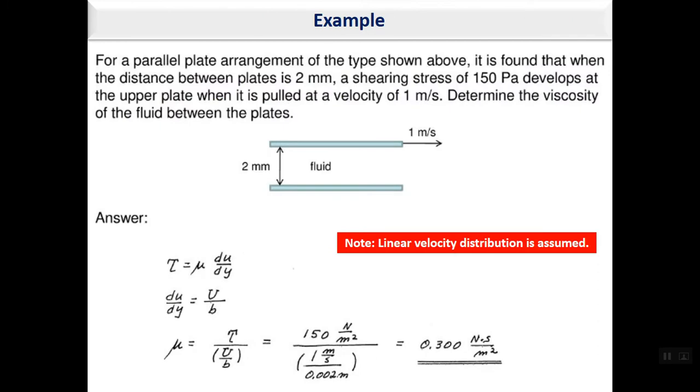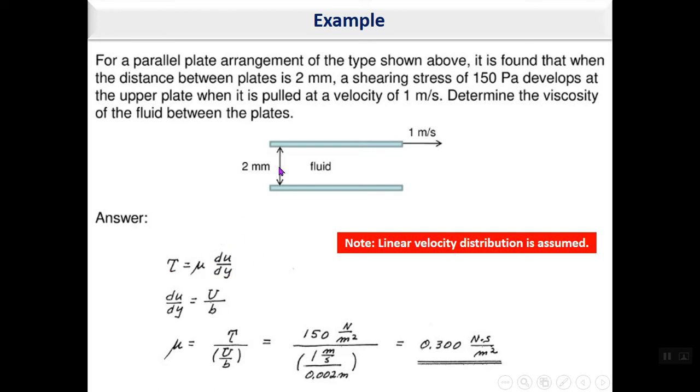Let's have another example for a parallel plate arrangement of the type shown above, or below actually. It is found that when the distance between the plates is 2 mm, a shearing stress of 150 Pascal develops at the upper plate when it is pulled at a velocity of 1 meter per second. Determine the viscosity of the fluid. So that's again an application of the same formula. Here you have tau 150, here you have du over dy.